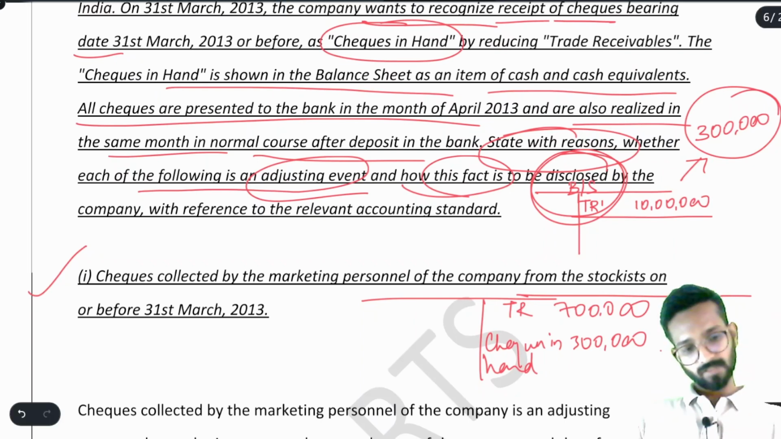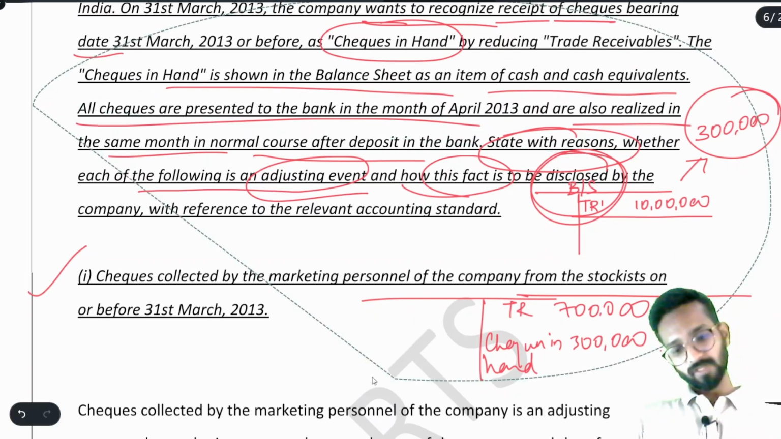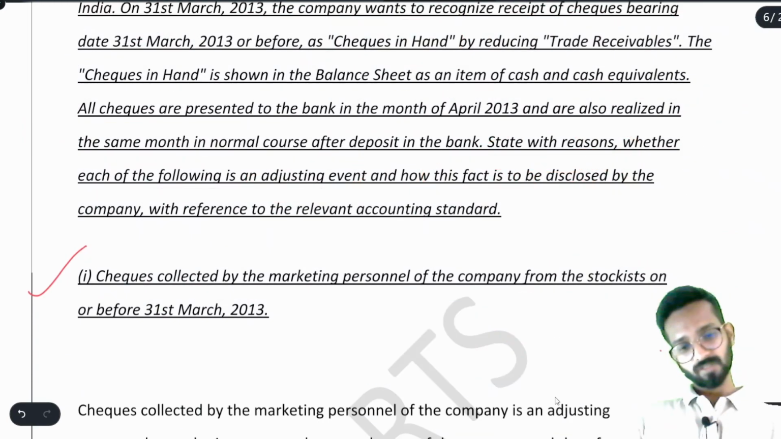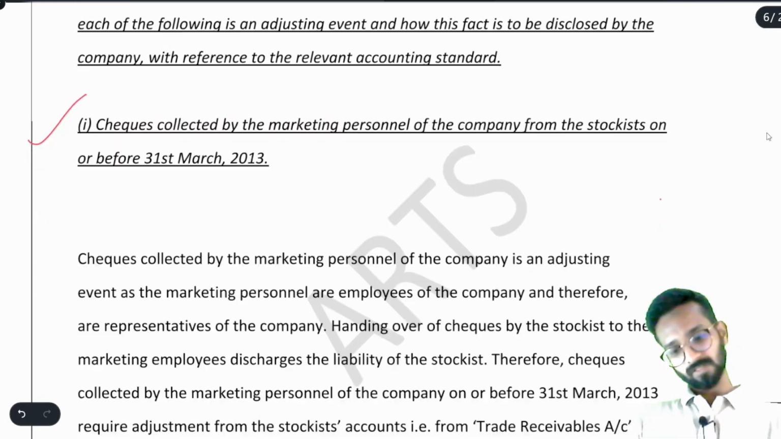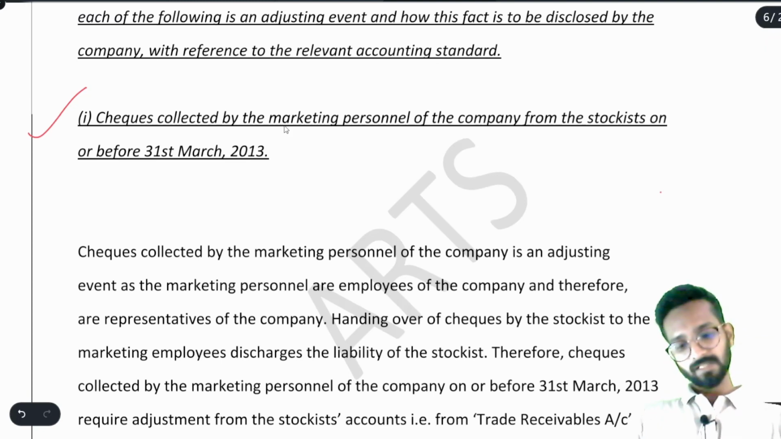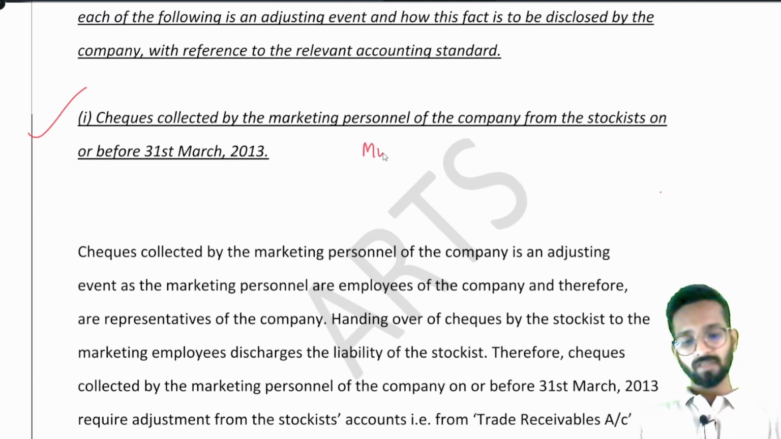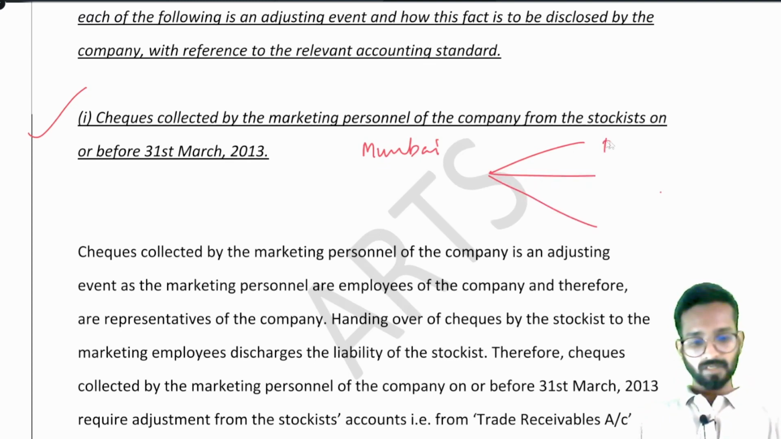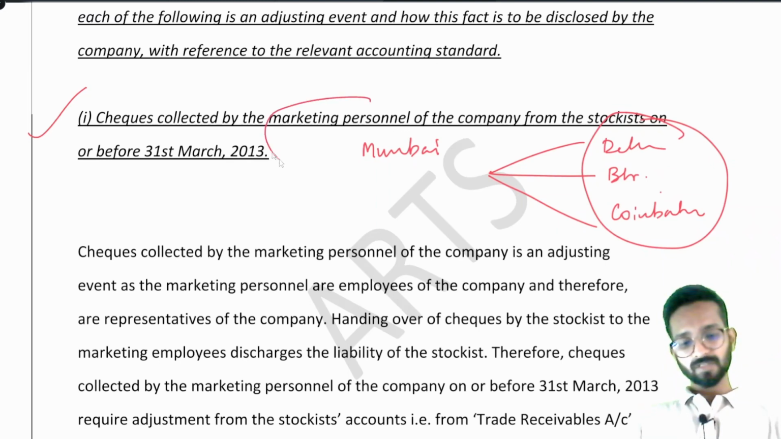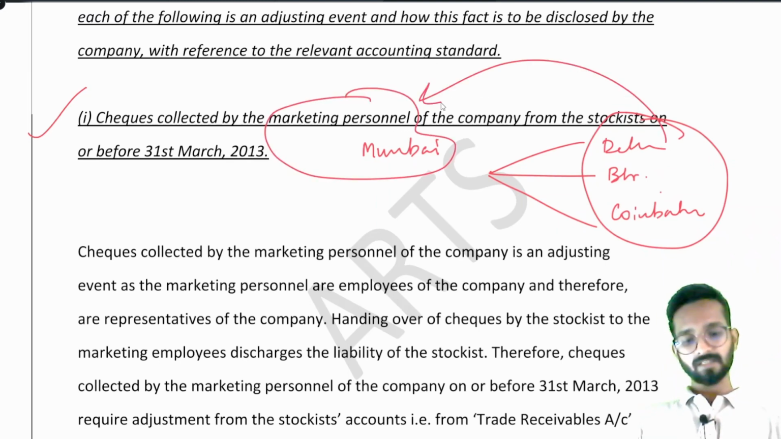Now see, we have to tell whether these are adjusting events or not. Check. The first thing is checks collected by the marketing personnel of the company from the stockist on or before 31st March 2013. It means, see, we are sitting in Mumbai and our stockists are everywhere. Say Delhi, Bangalore, Coimbatore. So from all the stockists, the marketing personnel who is sitting in Mumbai has received the checks.